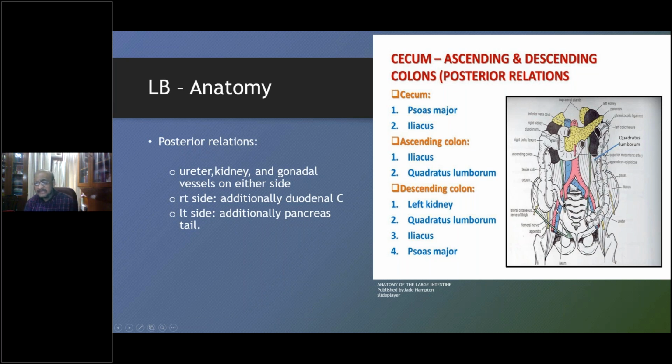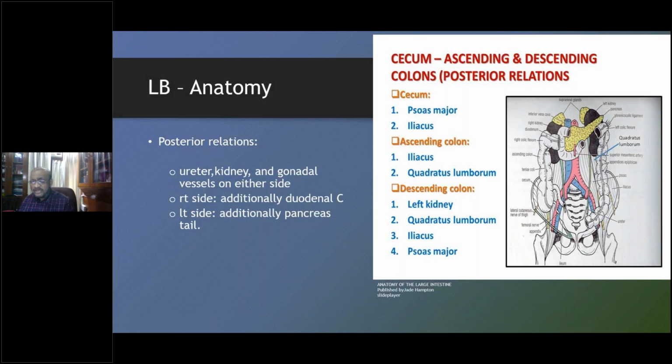Now, what is different on the right and the left side is, on the right side, you have to be careful about this structure. See the structure? That is the duodenal C. So when you're trying to reflect the ascending colon medially, you have to be very, very careful about not injuring the duodenum. On the left side, you have the additional tail of the pancreas when you're trying to mobilize the left colic flexure. So that is the only difference between the posterior relations on the left and the right side.